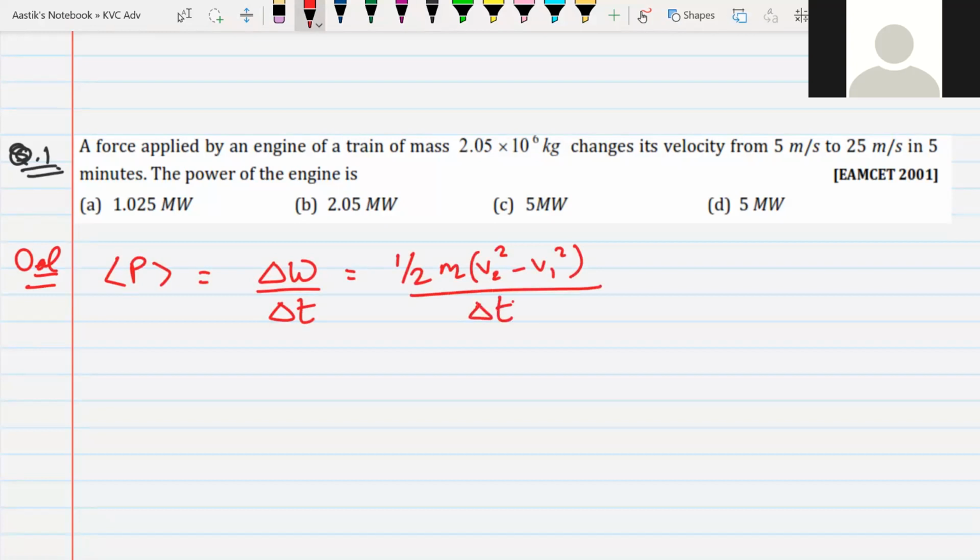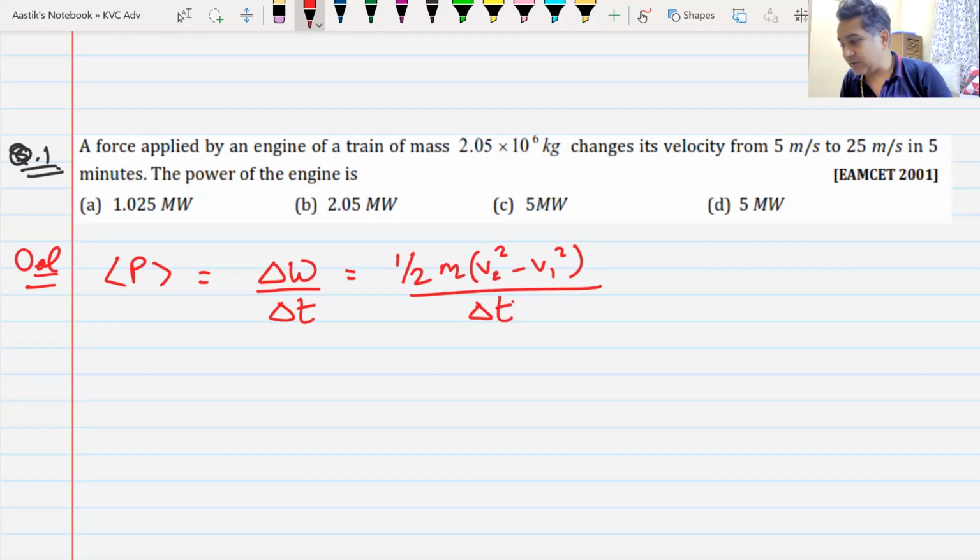Remember, velocity must be in meter per second and time must be in seconds. They have given 5 minutes, so you have to convert 5 minutes into seconds. We understand this, yes or no? Yes, sir. That takes us to the next problem. I hope everyone is doing the problems, yes or no? Yes, sir.